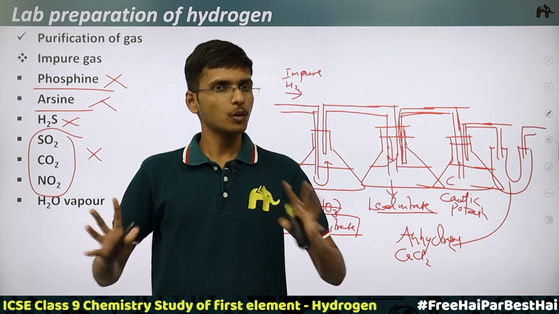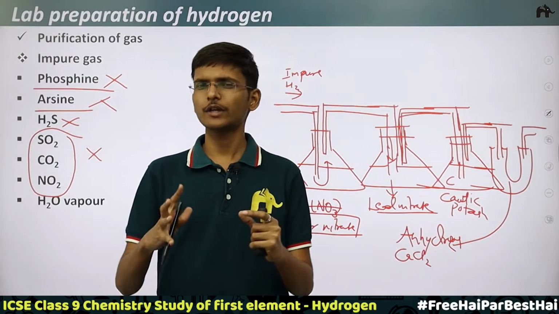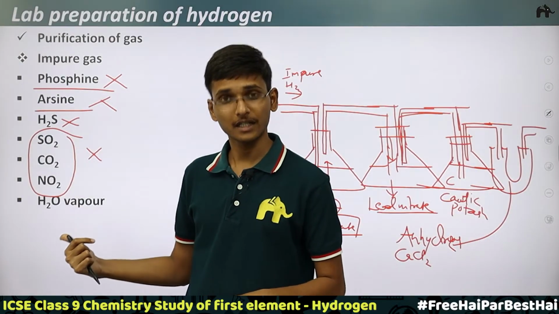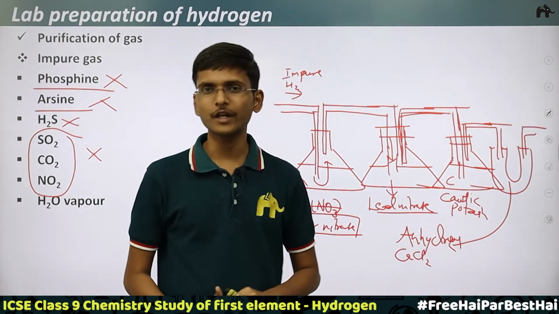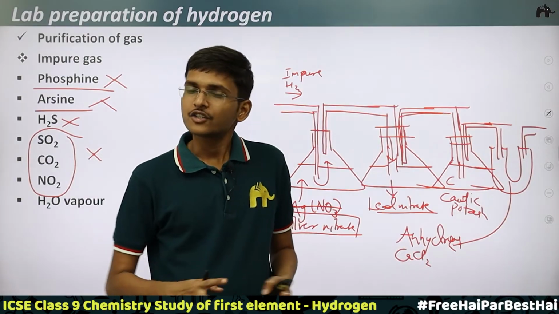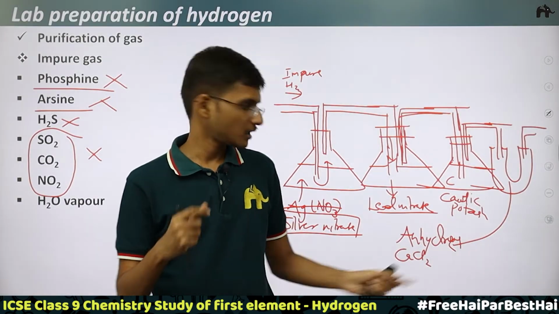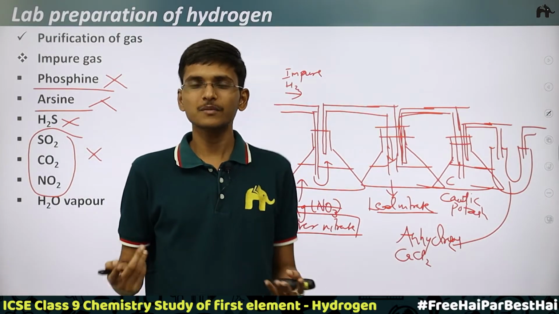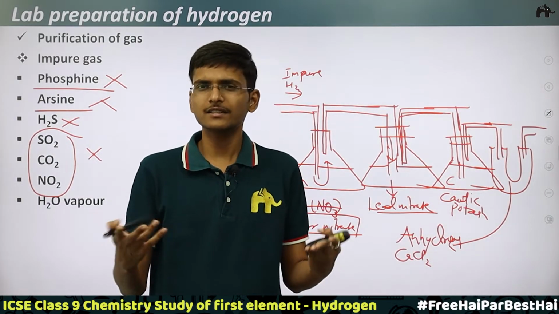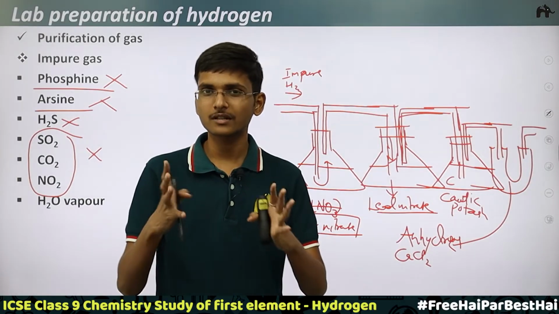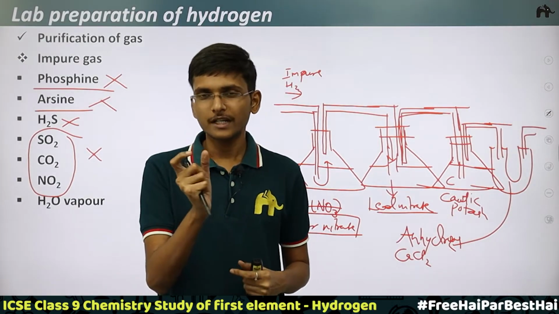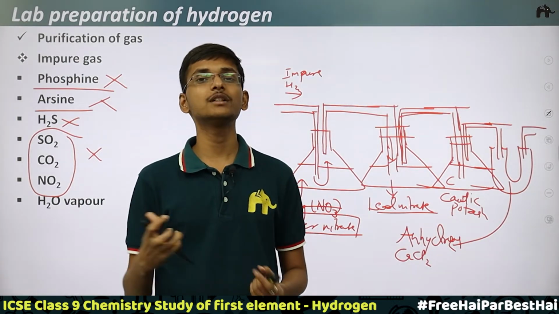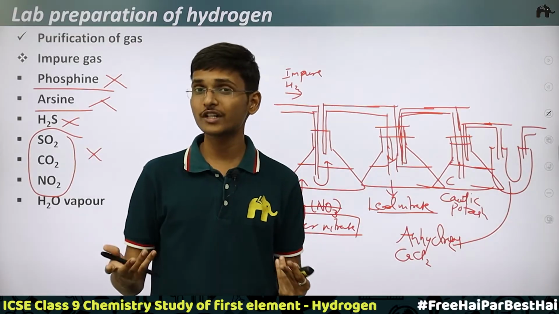I hope you would have used your brain and reached the point that the only impurity left is water vapor, right? And anhydrous calcium chloride means that it is not associated with any water, correct? And calcium chloride is a deliquescent substance. We have studied in the water chapter that calcium chloride is a deliquescent substance. It would absorb the moisture, it would form a saturated solution and all those things.